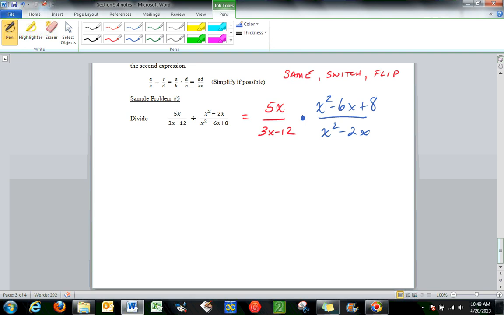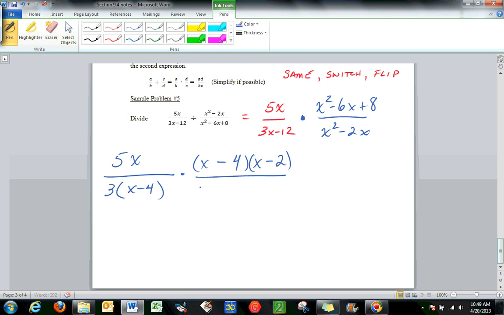The next part of this process is to factor all of the individual parts. And so we'll factor: 5x stays the same. We can factor out a common 3. We factor x squared into x and x. 8 becomes 4 and 2, and then negative on both of those. And then last, we can factor out an x.